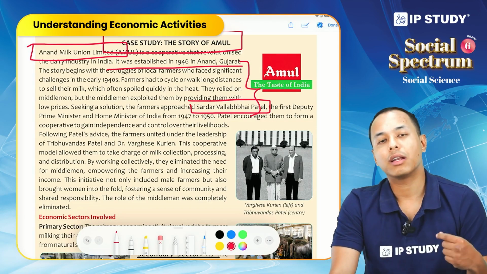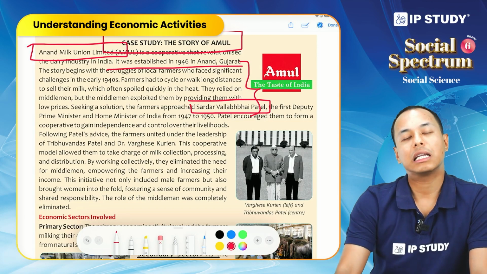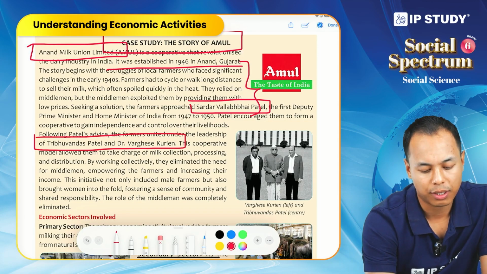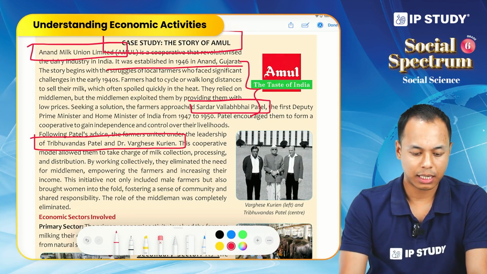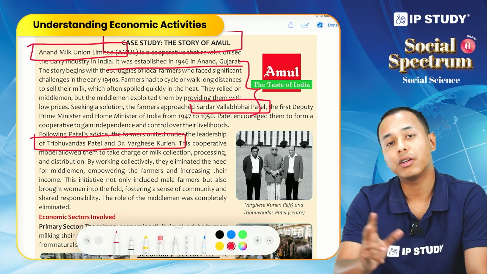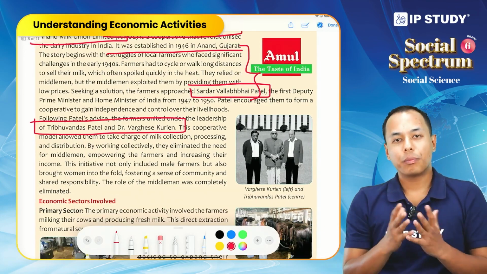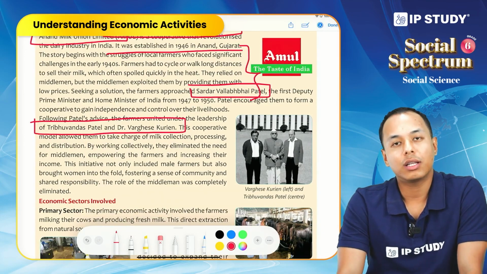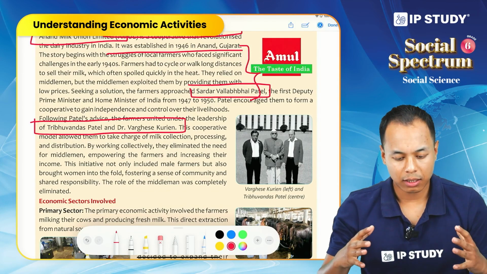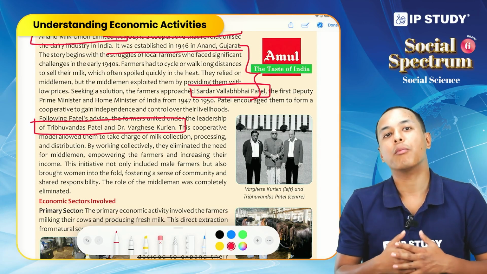Sardar Vallabhbhai Patel advised the milkmen to work under the leadership of Tribhuvan Das Patel and Dr. Varghese Kurien. As we can recall, Dr. Varghese Kurien is also called the father of the White Revolution. The White Revolution is related to the milk industry. They then developed a cooperative under the leadership of Tribhuvan Das Patel and Dr. Varghese Kurien.